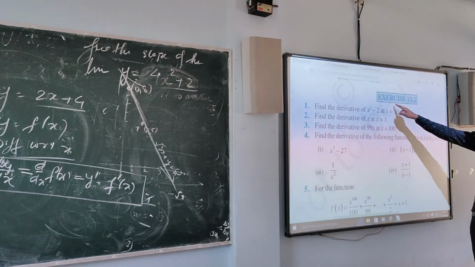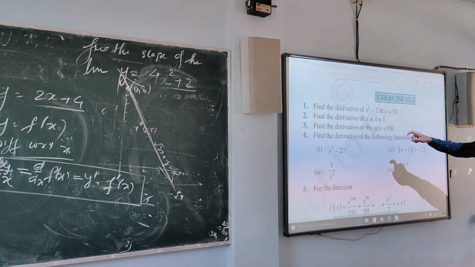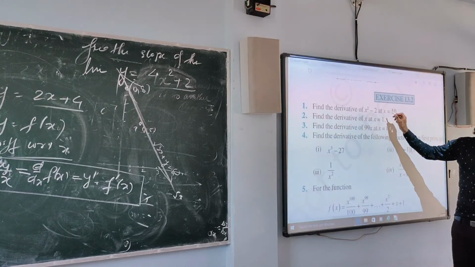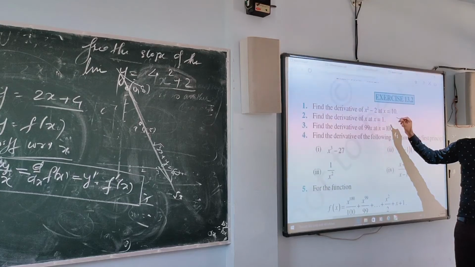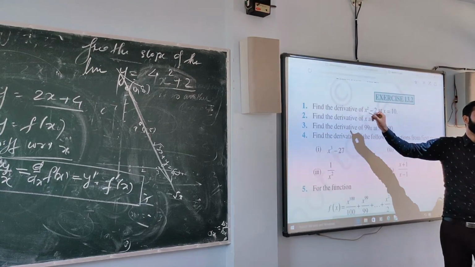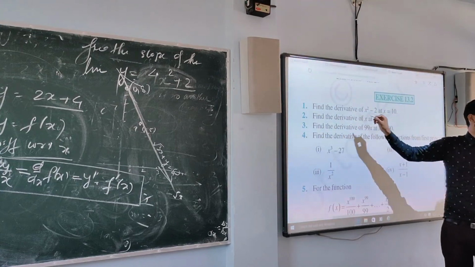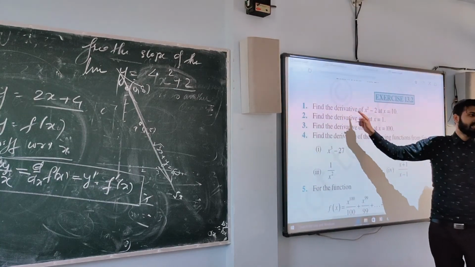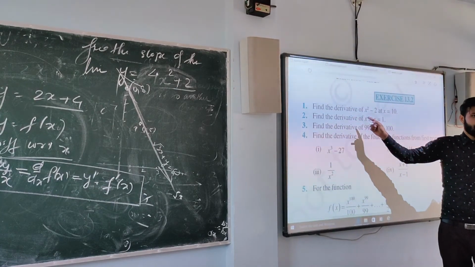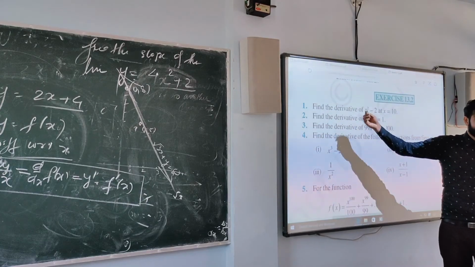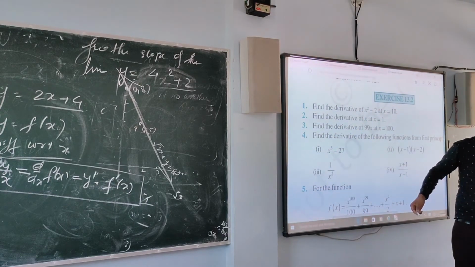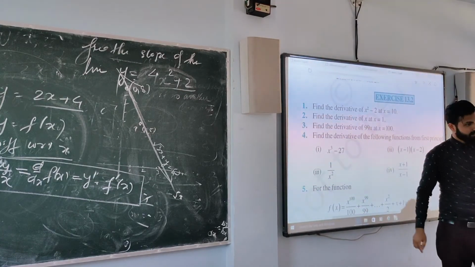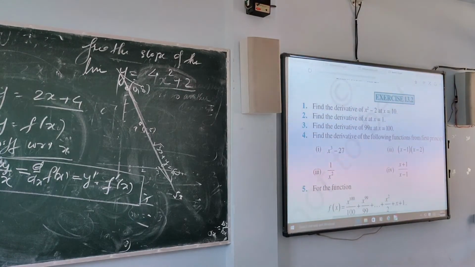Exercise 30.2, class 11. Find the derivative of x square minus 2 at x equal to 10. That means find the slope. Just find the rate of change. That is, find the change. Same meaning. Find the change. Find the slope. Find the tangent. Find the rate of change. That is the same. What is it asking? It is asking for the derivative.